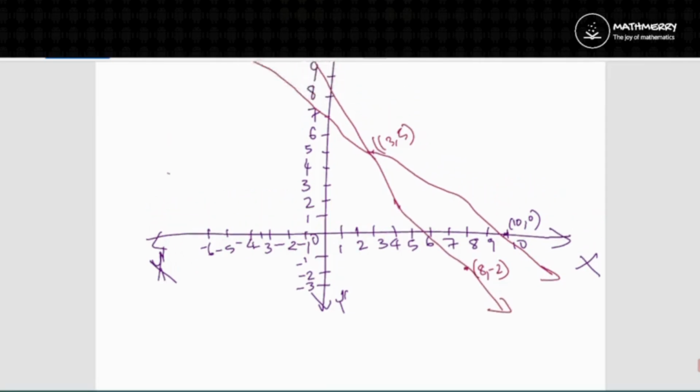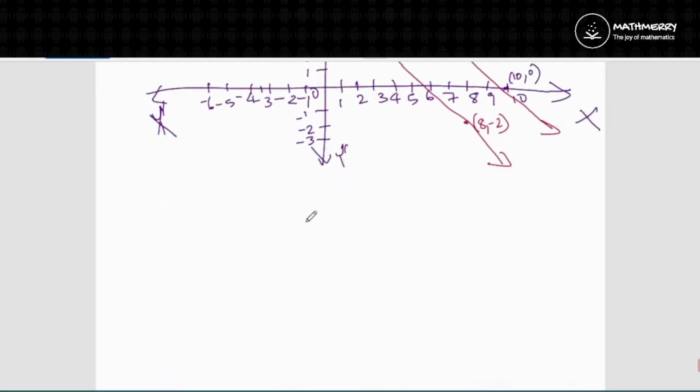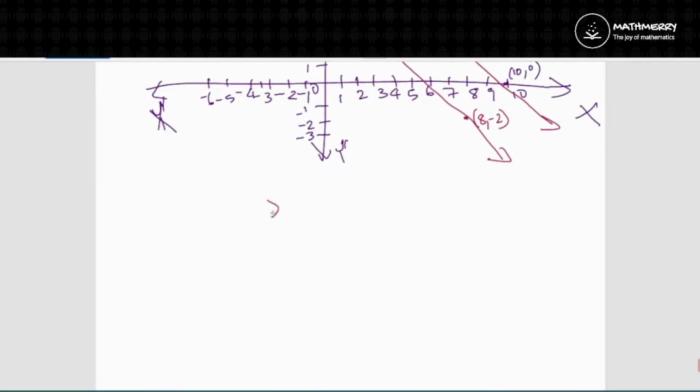So this graph needs to be a straight line. Pardon my drawing. So the solution is 3 comma 5. So we can say that x is equal to 3 and y is equal to 5 is our solution. So that means 3 pencils are there and 5 pens are there. So this is the solution. I hope this is clear.